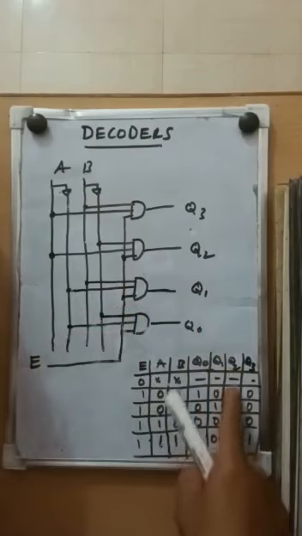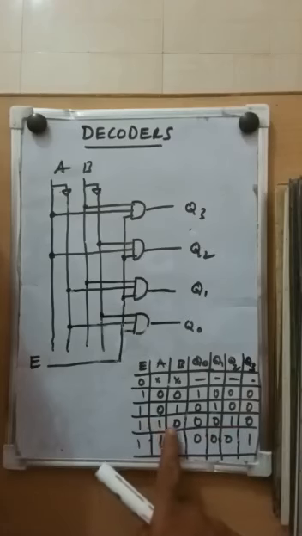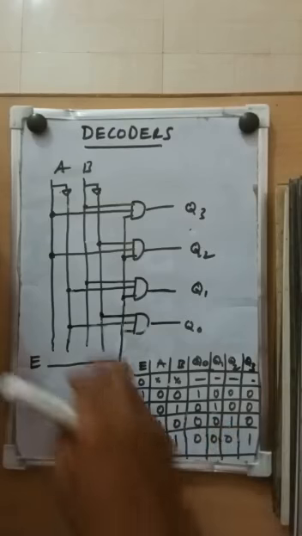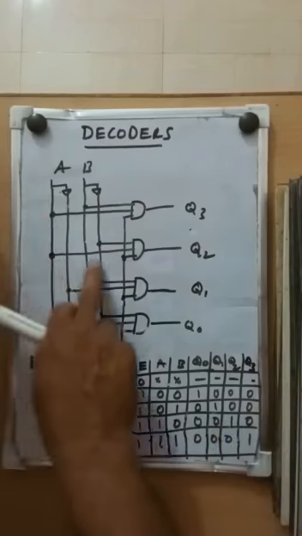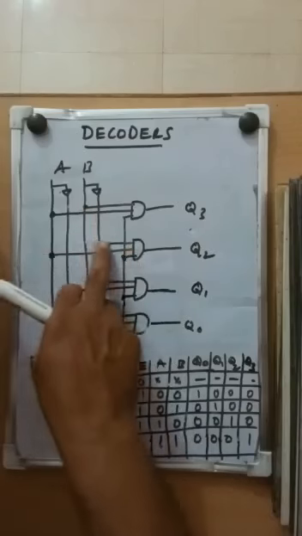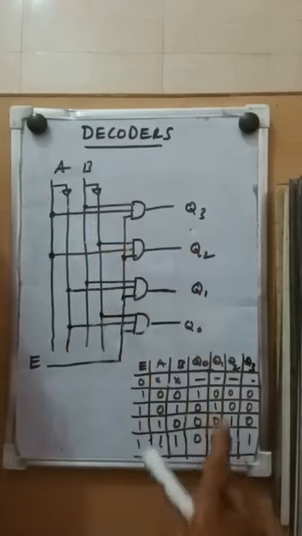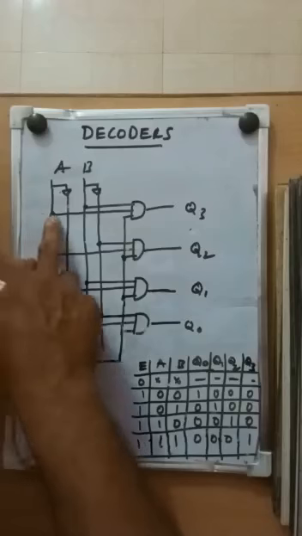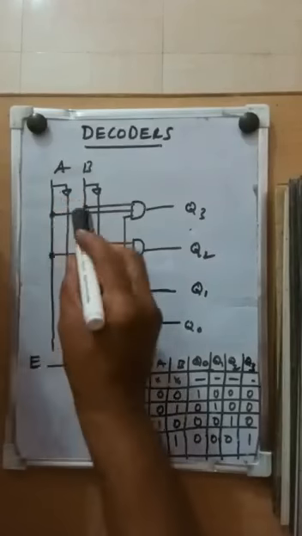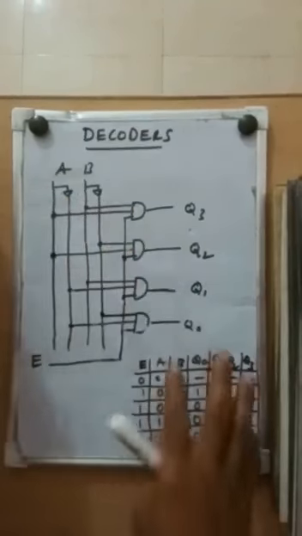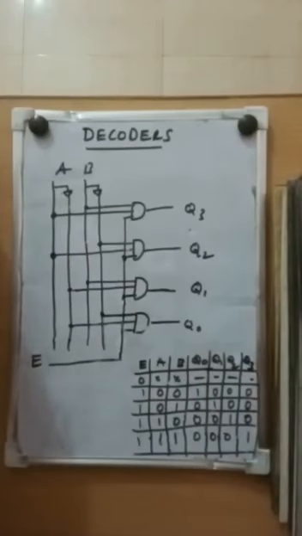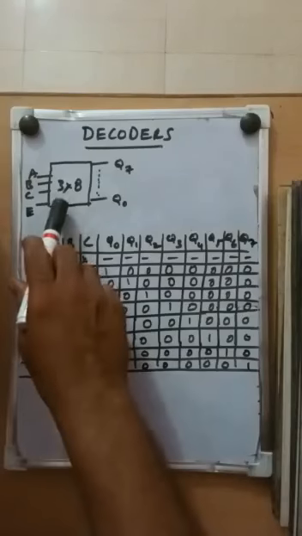Similarly, whenever Q2 will be highlighted, it is A and B bar. This is A and this is B bar, then Q2 will be highlighted. And similarly, whenever Q3 will be highlighted, it is A and B. This is A and this is B. So this is how we can draw the inside circuit of the black box of a 2x4 decoder. Now this is the 3x8 decoder.